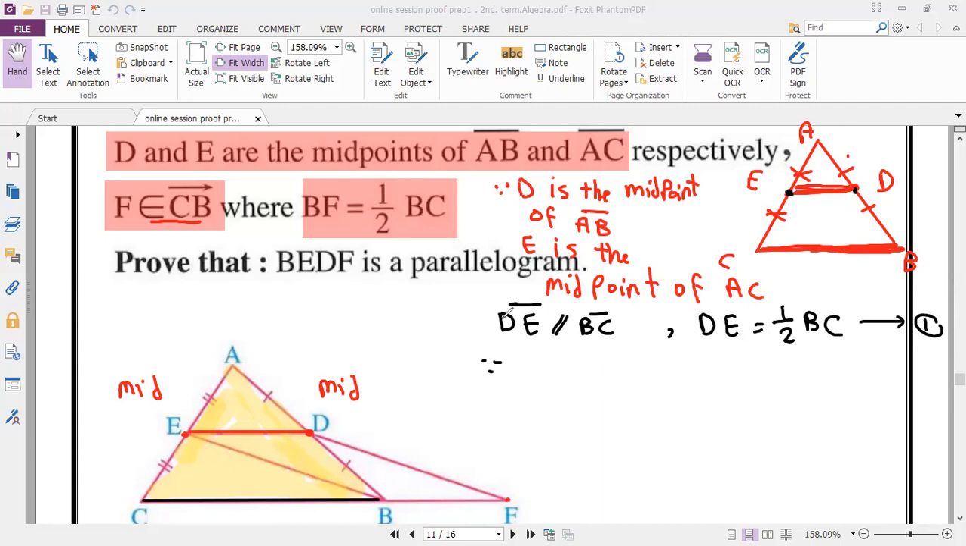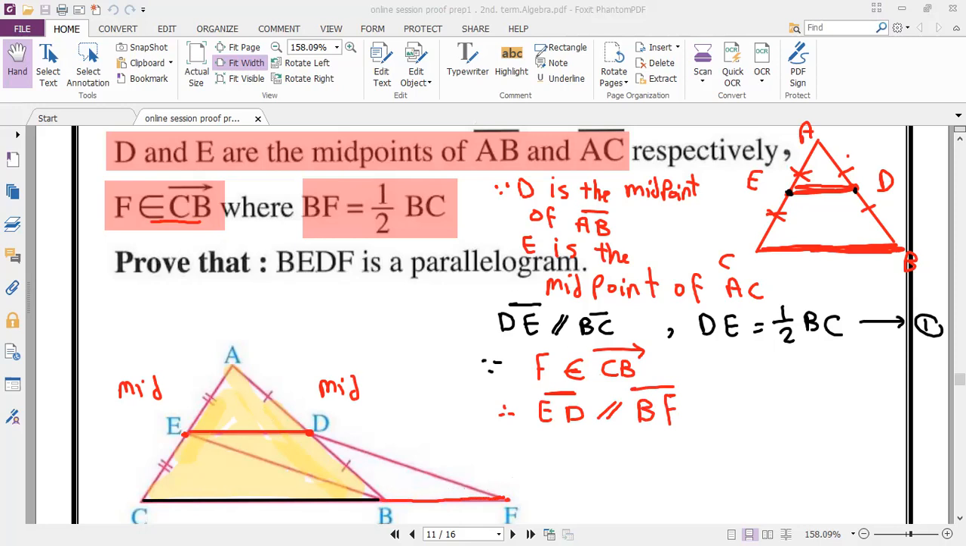We have an important piece of information here. Since F belongs to CB ray, then ED also is going to be parallel to BF, because BF is in the same extension, in the same direction of CB. So ED is parallel to BF.